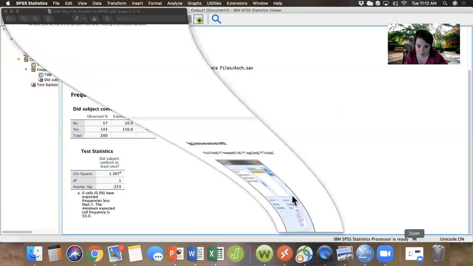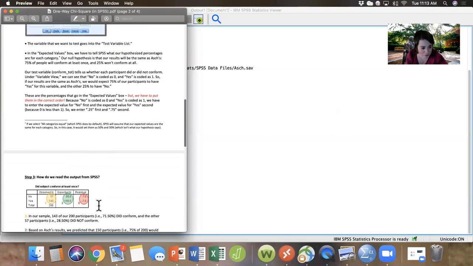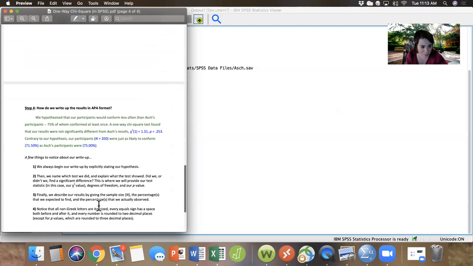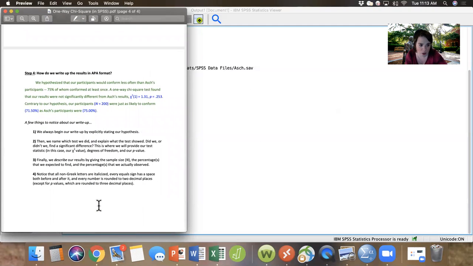All right, so one more thing. Now that we have our results, is to write them up in APA style. You're going to want to include your hypothesis. You're going to want to include any relevant descriptive statistics, so percentages, your chi-square value, your degrees of freedom, and your p-value. It's also nice to include your sample size. So it would be something like, we hypothesized that our participants would conform less often than Asch's participants, 75% of whom conformed at least once.